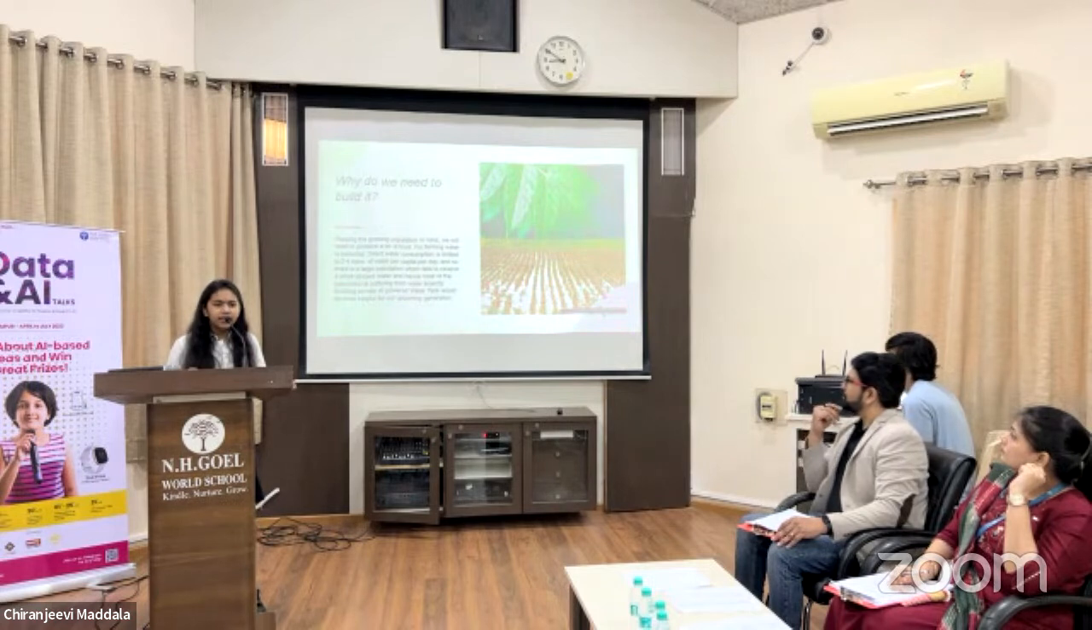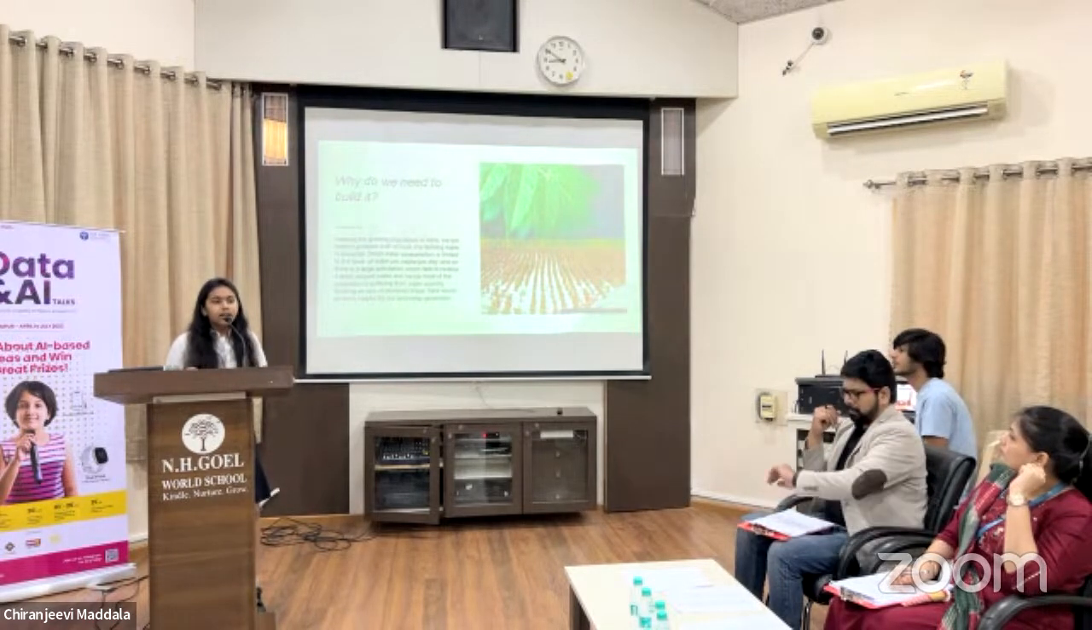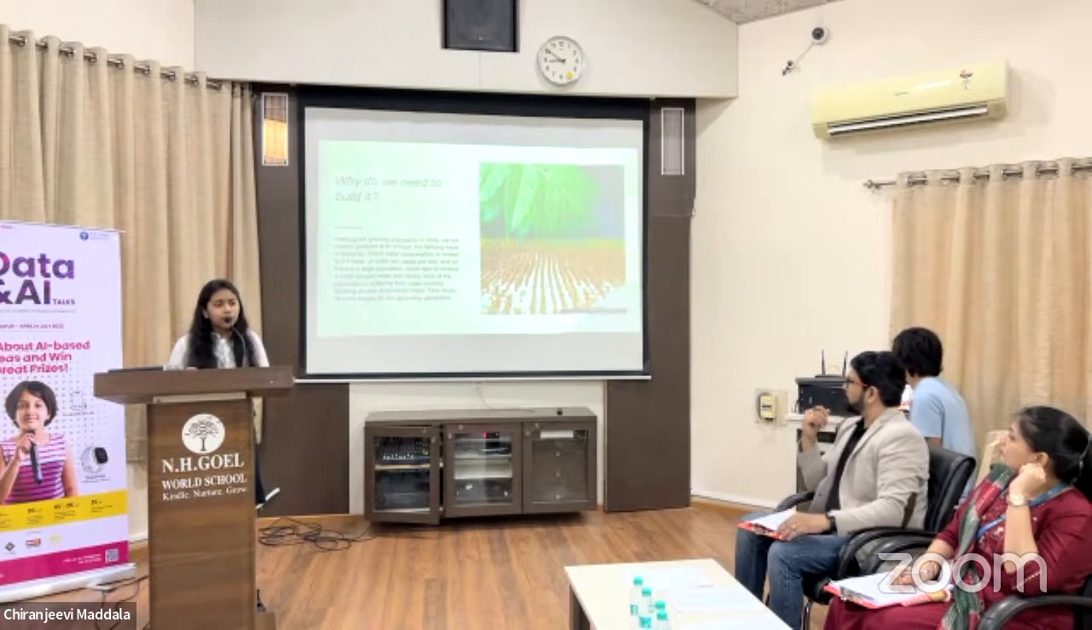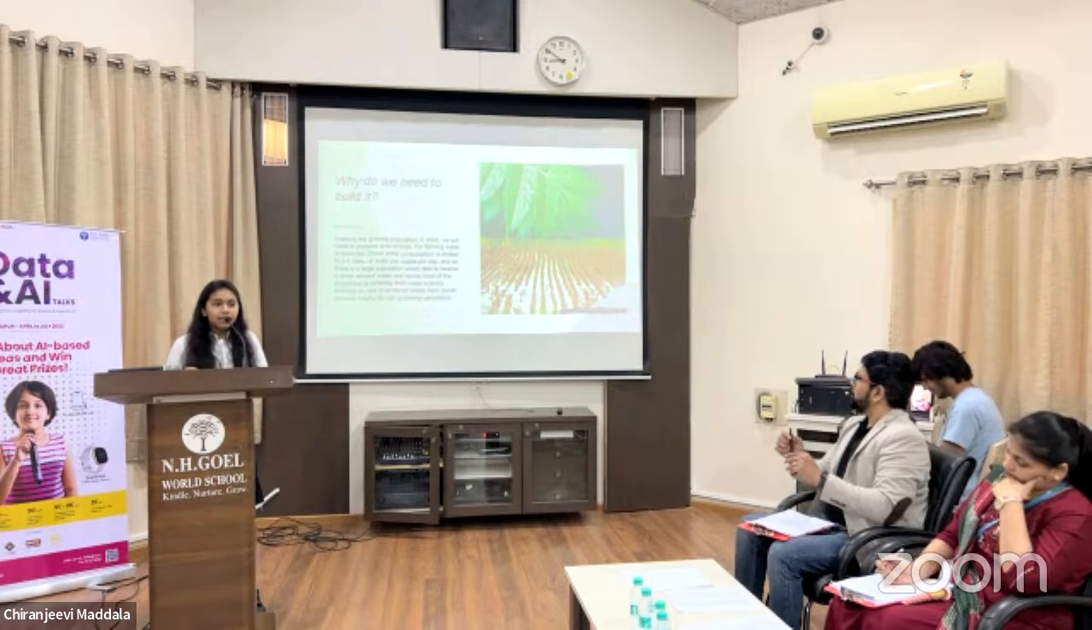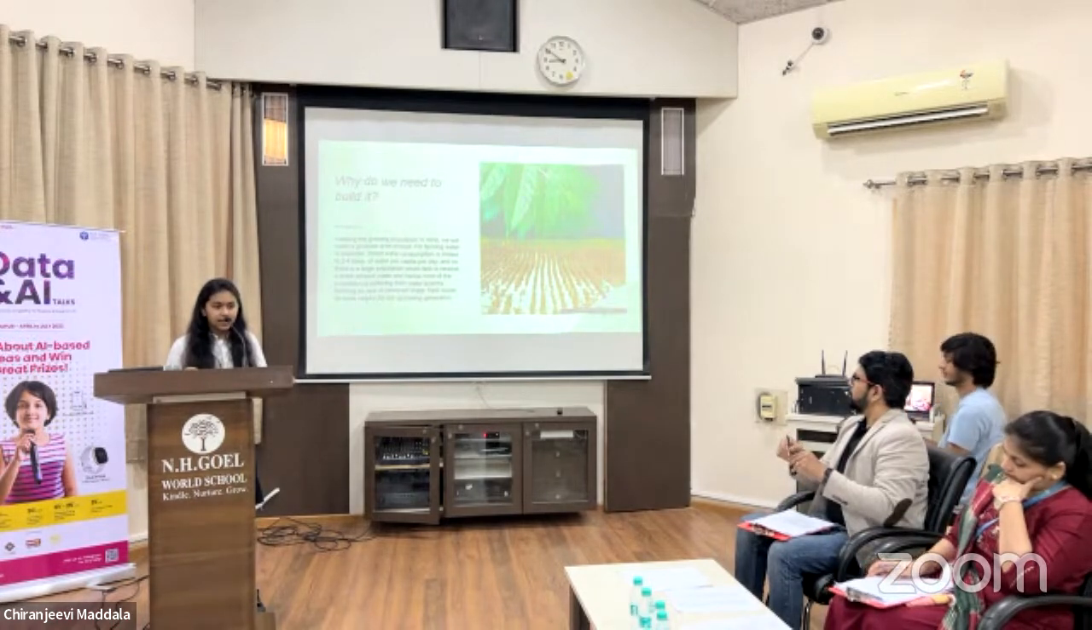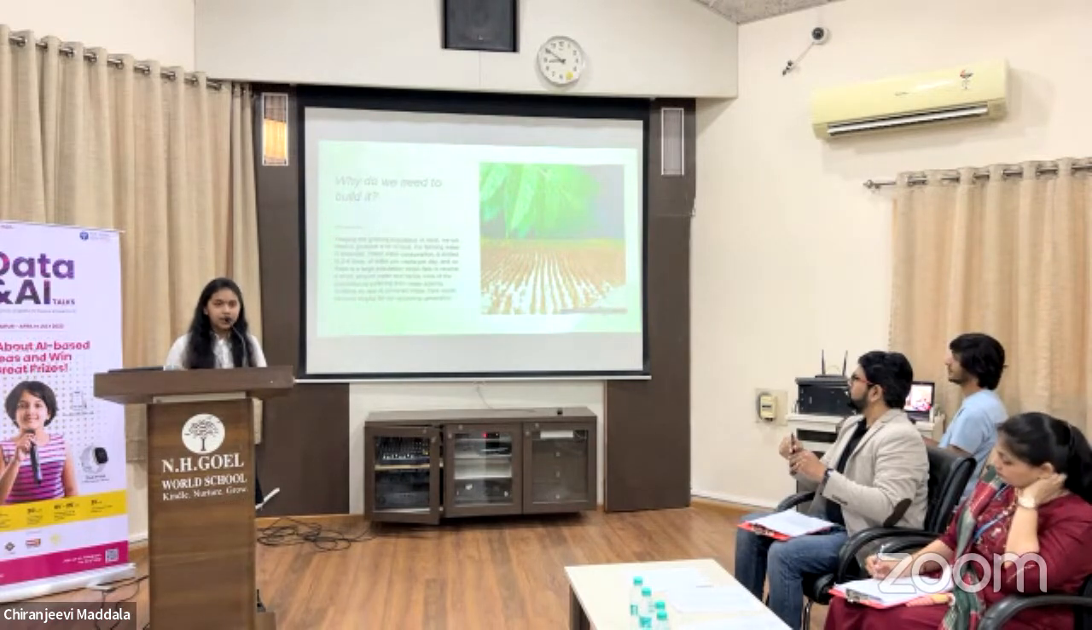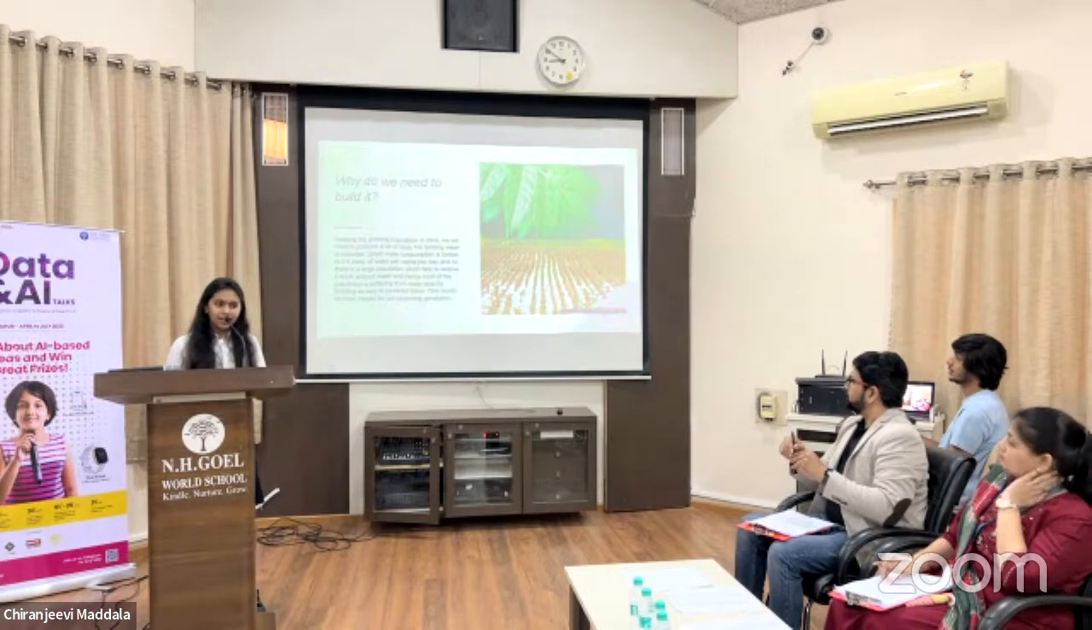Why do we need to build it? Keeping the growing population in mind, we need to produce a lot of food. And agriculture requires a lot of water. Direct water consumption is limited to 2 to 4 liters per capita in India nowadays, and hence, a large population is suffering from water scarcity. By developing an AI-powered water tank system, which will help us optimize the use of water, it will be more helpful for us and our upcoming generation.